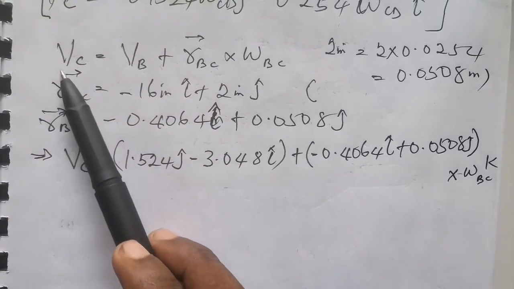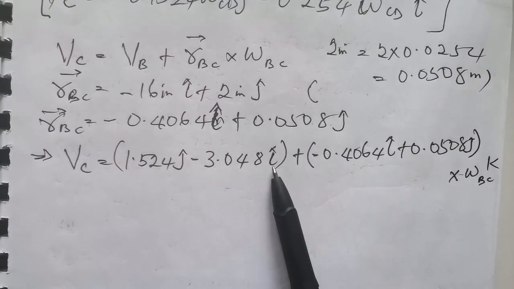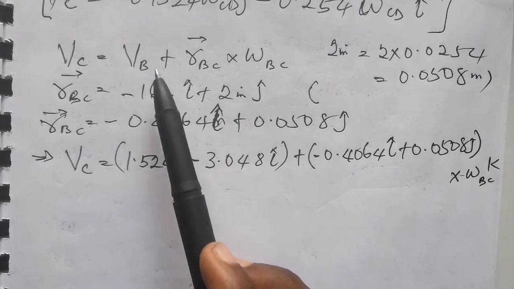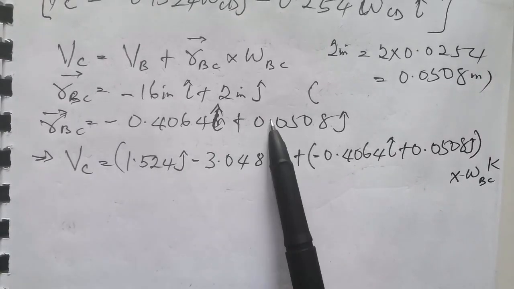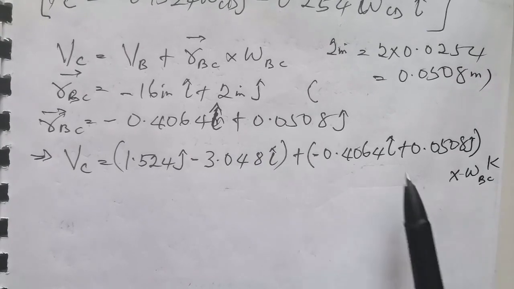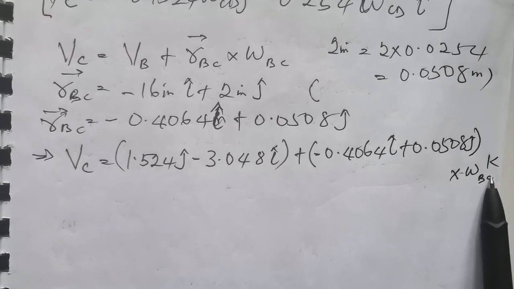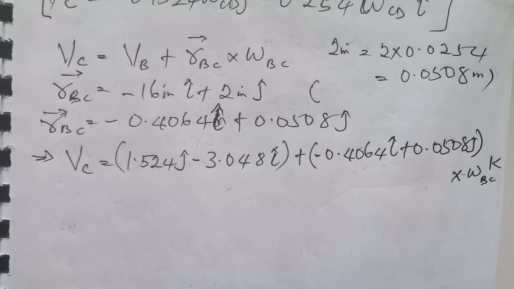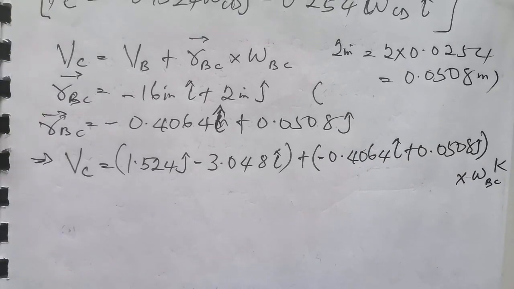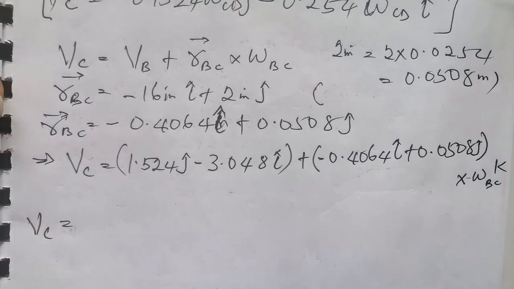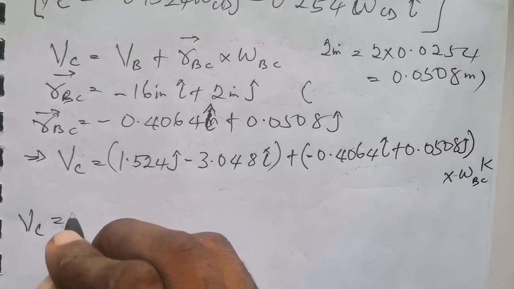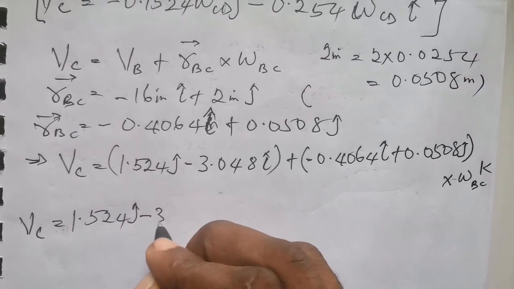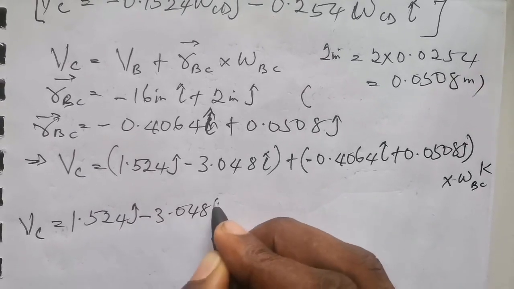So from the equation, VC is equal to VB, and these are the values of VB, plus RBC, and this is RBC obtained here, multiplied by omega BC, and of course omega BC is always in the K direction. The angular speed is always in the K direction, so we simply cross multiply omega BC in the K direction. All right. So VC is now equal to 1.524J minus 3.048 in the I direction.